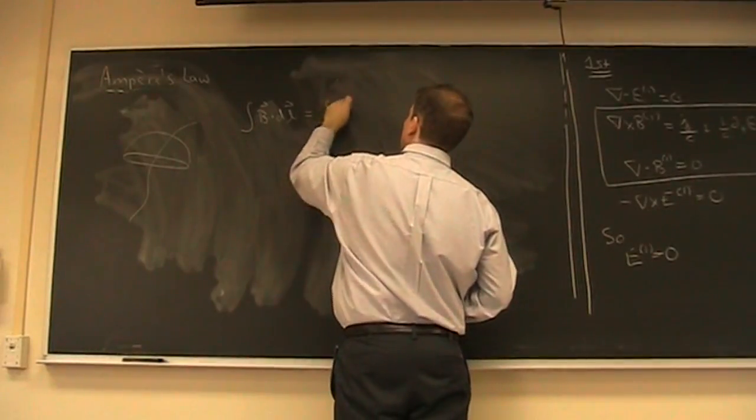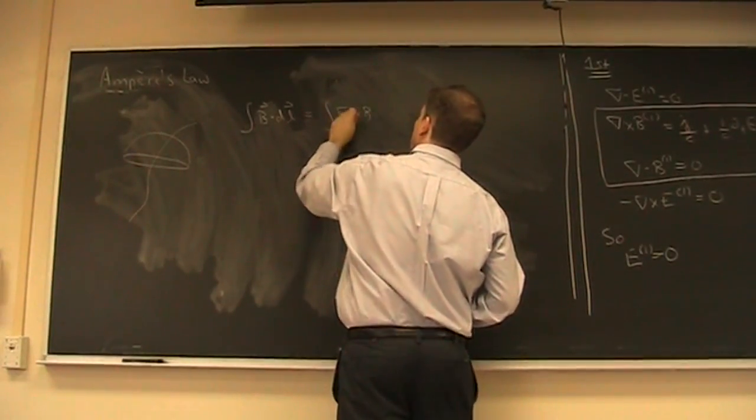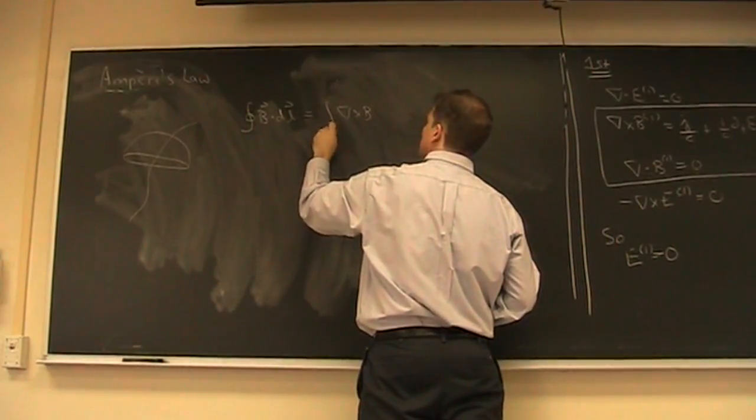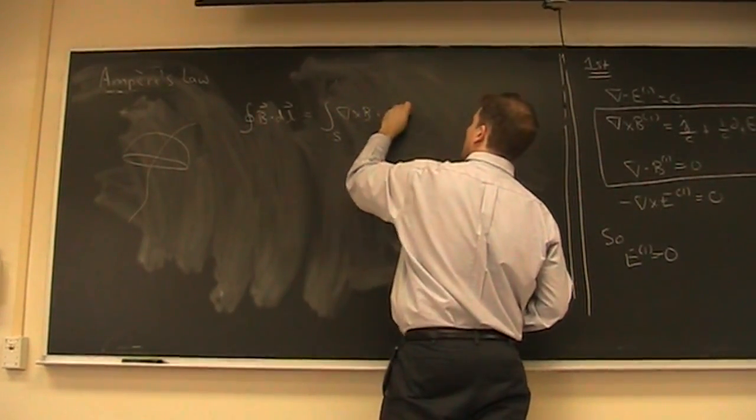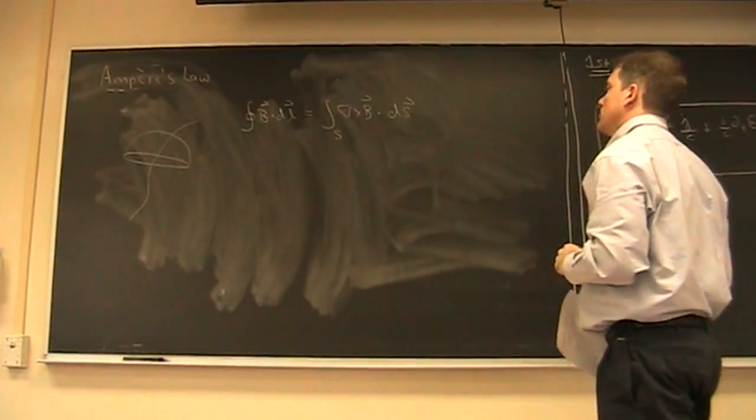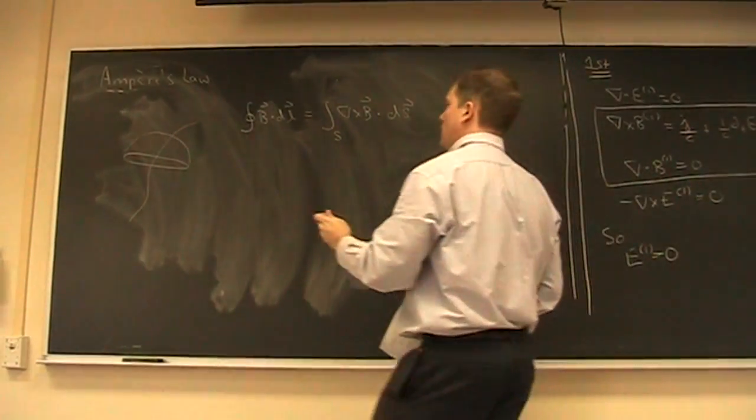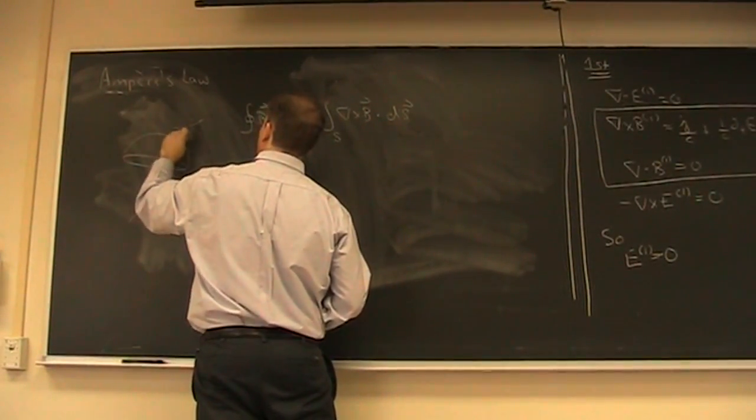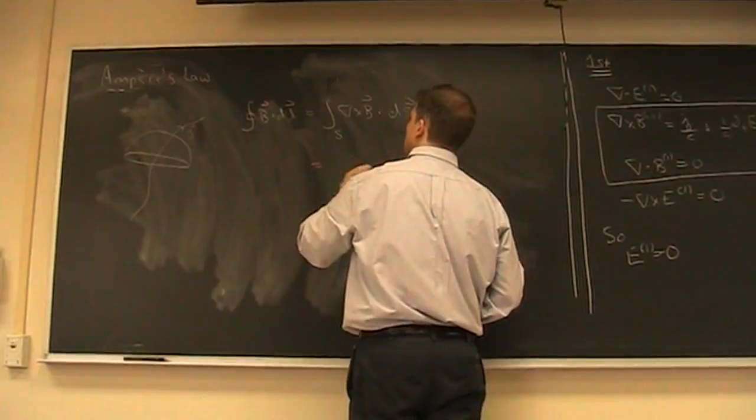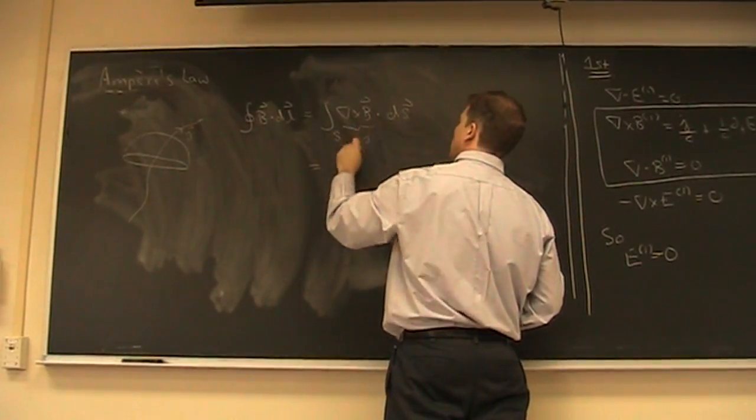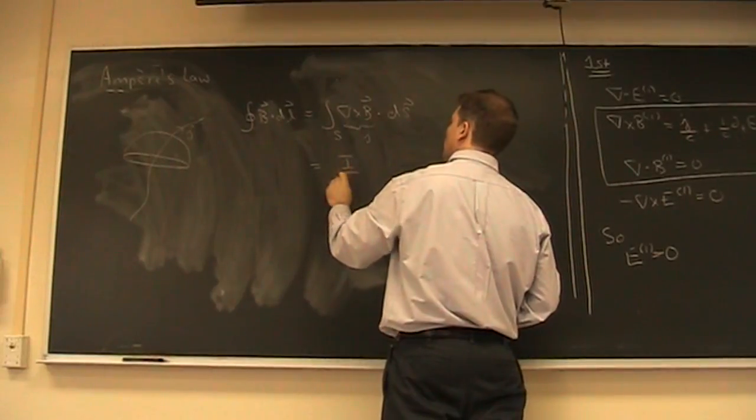equal to the integral of the curl of B over the surface. And so the curl of B is J, and the integral of J passing through the surface is equal to the current. Okay, so we get here J over C.